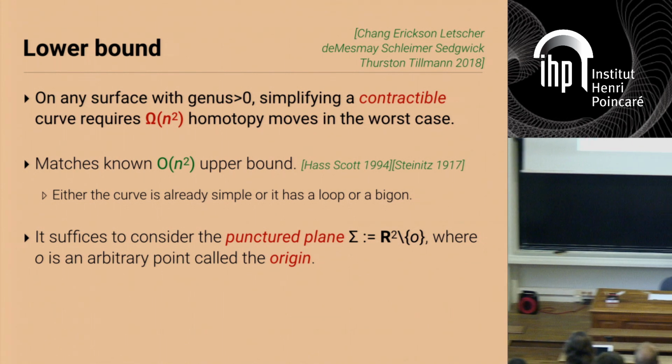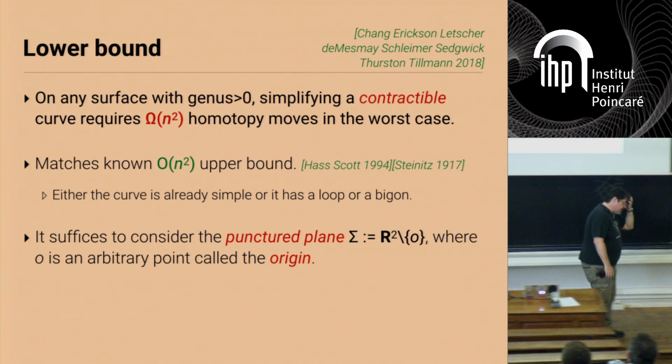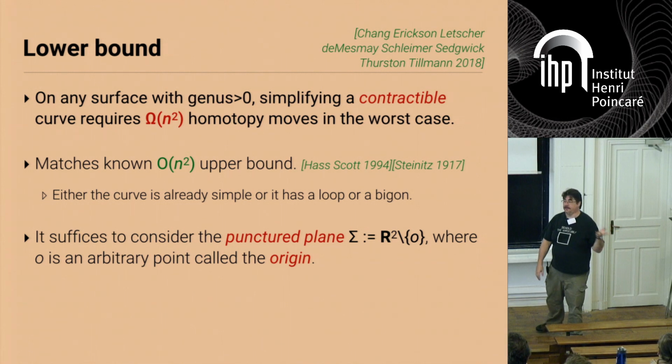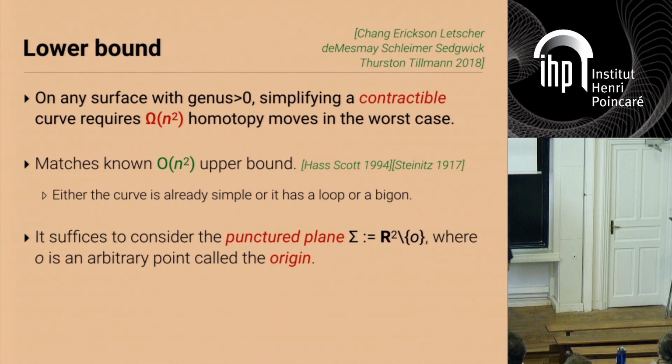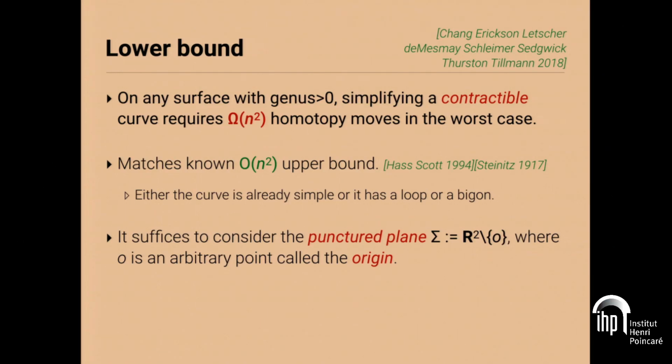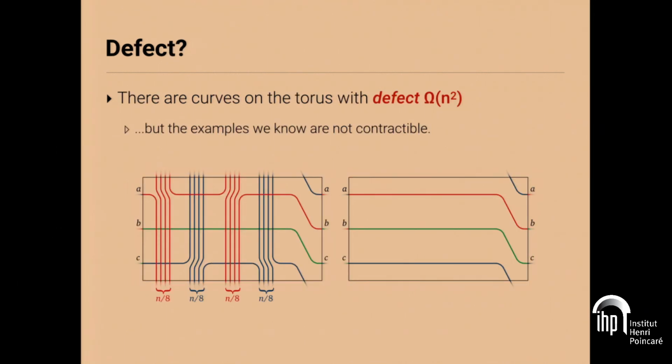Okay. And to think about how we built this curve, it suffices to consider the case where the surface is just an annulus, or really just a punctured plane. There's a planar curve, and there's one point called the origin, which you're not allowed to move the curve over. Now, we first tried to do this with defect, and we were able to show that there are curves on the torus with quadratic defect, but they're not contractible, so we weren't happy enough with that.